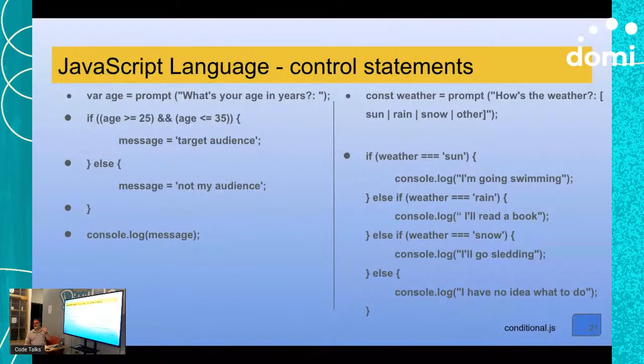We can see this a couple of other ways. We've got some other things here. So these two ampersands here: if age is greater than or equal to 25 and age is less than or equal to 35, if that condition is true, then display a message that says target audience. So this is the target audience for a comic book shop.